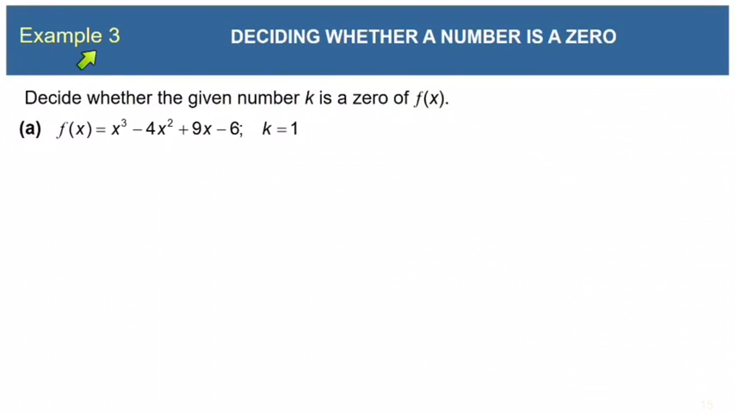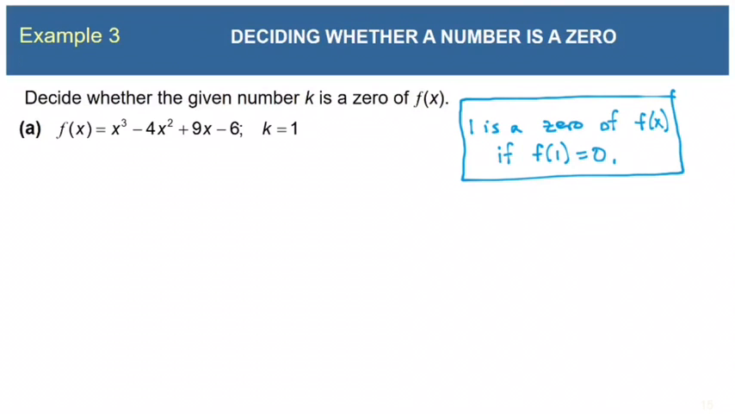Now let's take a look at example 3, which says decide whether the given number k is a 0 of f of x. And our function is x to the third minus 4x squared plus 9x minus 6, and the k they gave us is 1. So they want to know if 1 is a 0 of f of x. In other words, they want to know, can we plug 1 into our function and get a value of 0? 1 is a 0 of f of x if f of 1 equals 0.